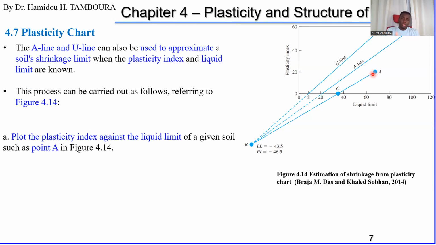So it means you have your soil, and you try to get the liquid limit and the plasticity index of your soil. In the previous video, we explained how to get the liquid limit, the plastic limit, and the plasticity index. If you have the plasticity index and the liquid limit, you plot the point, like a coordinate. So we plot our point here, point A.